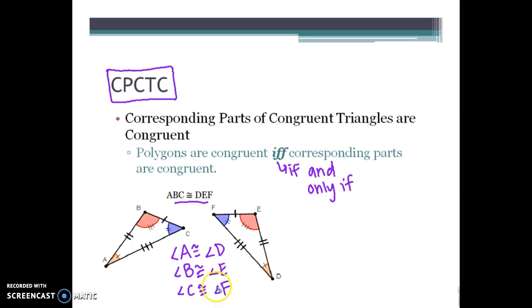Okay, I also know that my sides must be the same, so side AB is congruent to side DE. Right? Side BC is congruent to side EF. And side AC is congruent to side DF. Okay, all of this, I didn't need my picture to show me, but I got just from this congruent statement. Alright, because of CPCTC, if I know that the triangles are congruent, I know the corresponding parts are congruent.